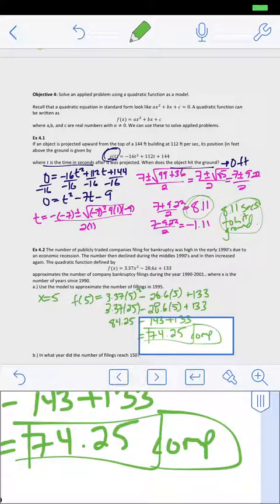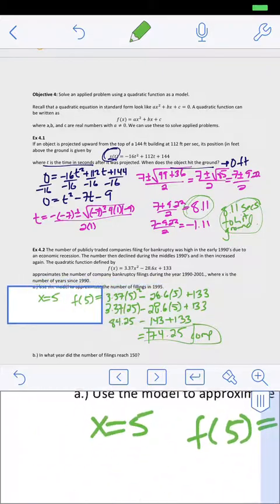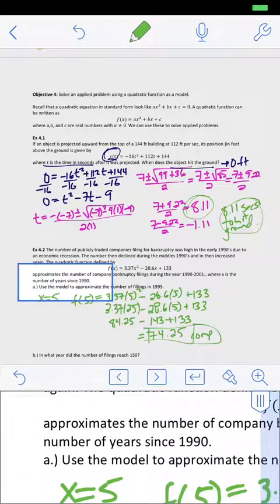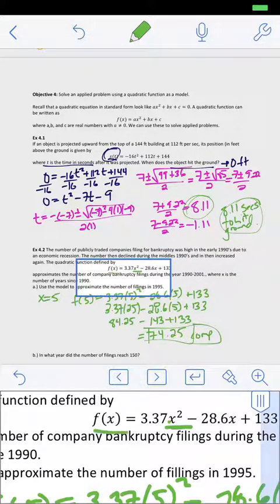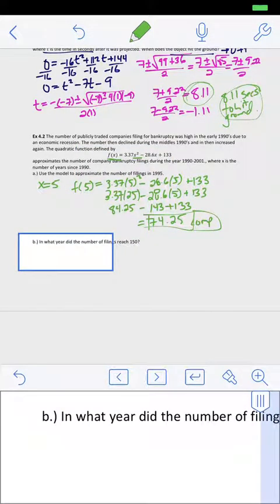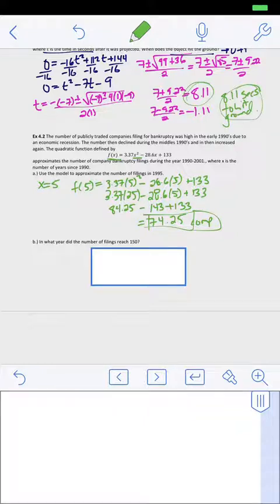Alright, so the whole point of that problem was to show when you needed to plug in, right? So it's important to remember how your function works. Are you asking to find a time, or are you asking to find a number of bankruptcies, right? So it's very important to know the pieces of your function. Let's do this last one and see, in what year did the number of filings reach 150?